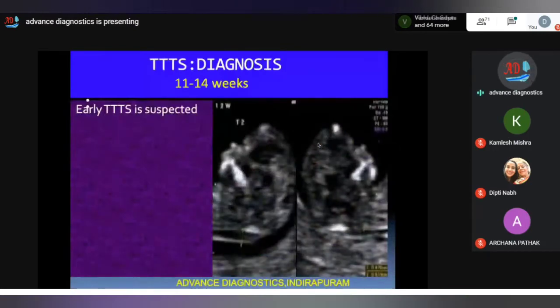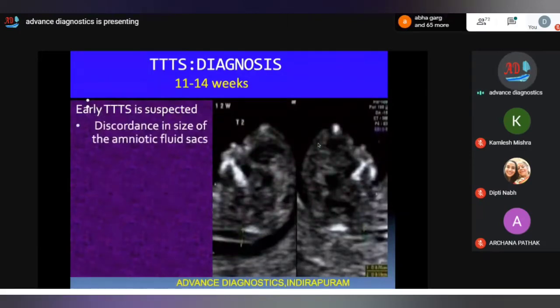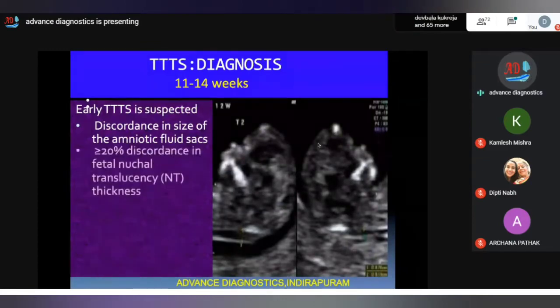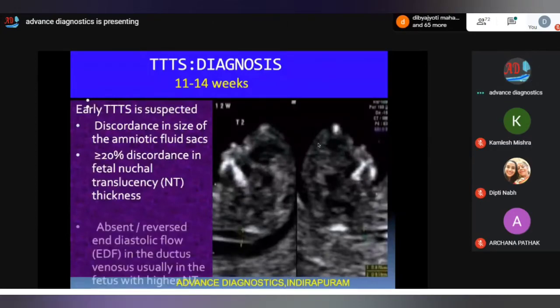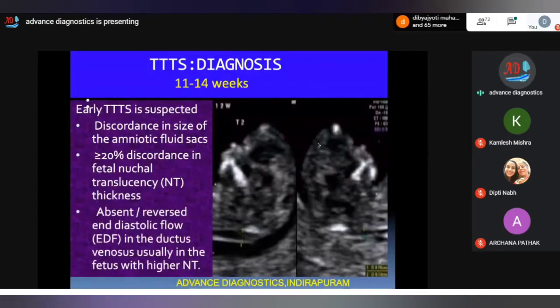So that is why diagnosis of TTTS is very, very important, and it can be suspected as early as 11 to 14 weeks by the discordance in the size of the amniotic fluid sacs, more than 20% discordance in the fetal nuchal translucency thickness, and abnormal or reverse end diastolic flow in the ductus venosus, usually in the fetuses with higher NT. So if you are seeing 20% or more discordance in the fetal nuchal translucency thickness, then you must be aware that you might be dealing with TTTS in these fetuses.